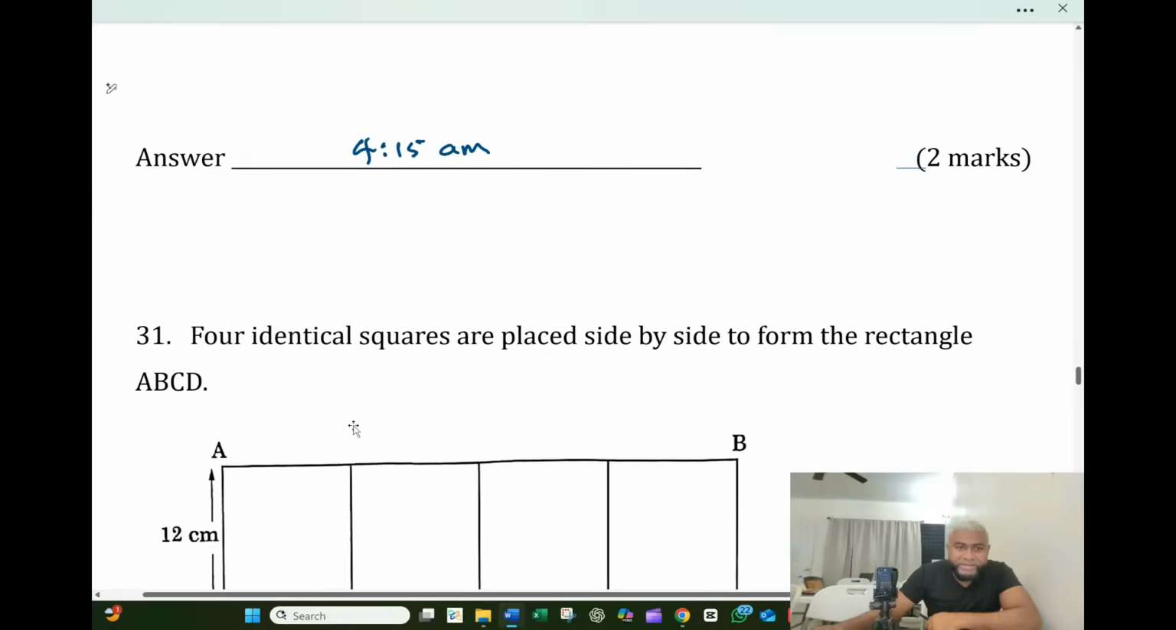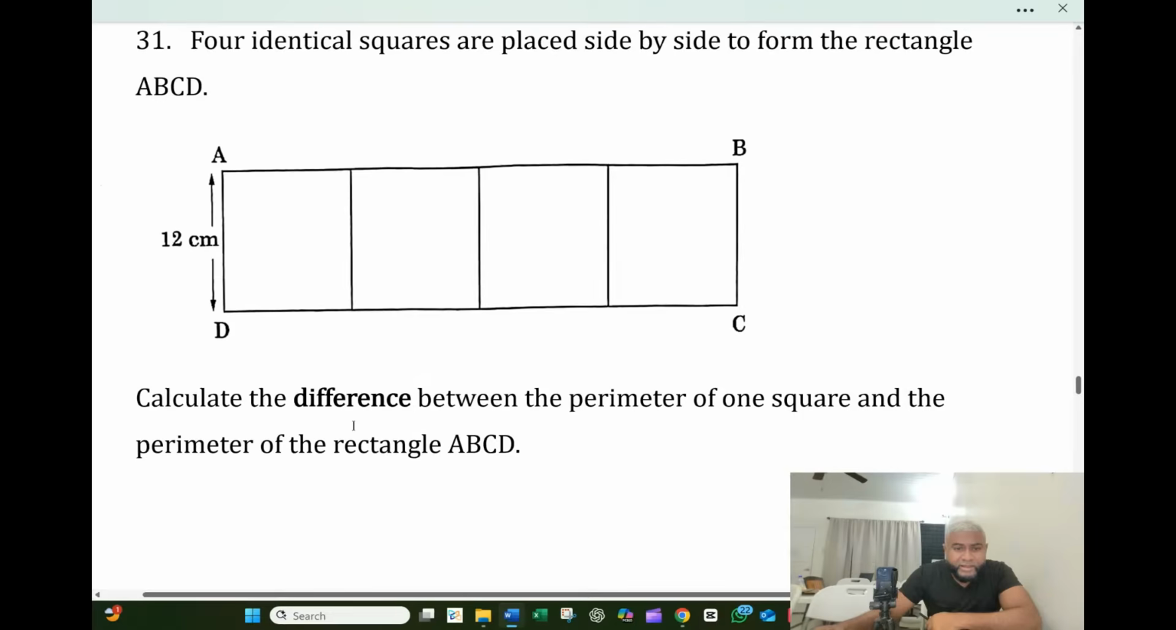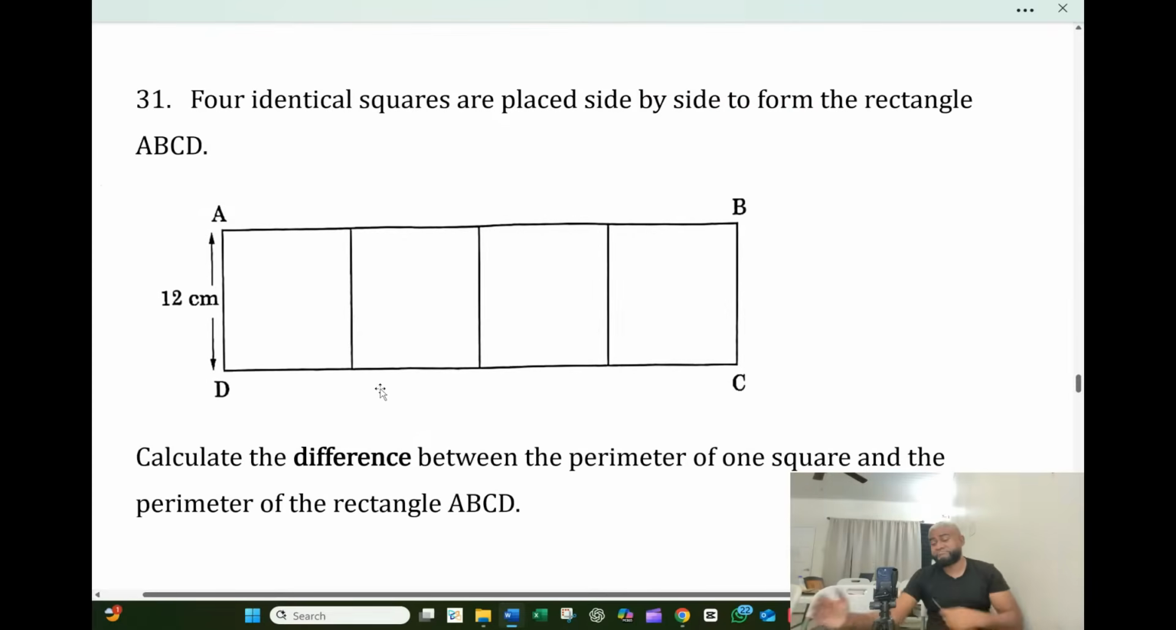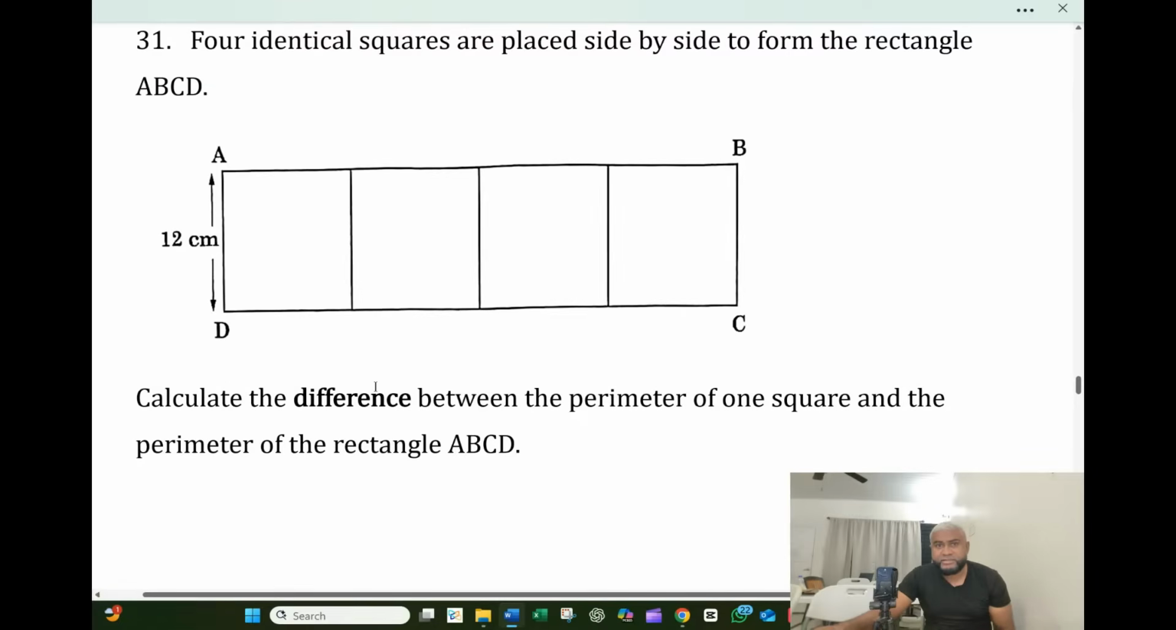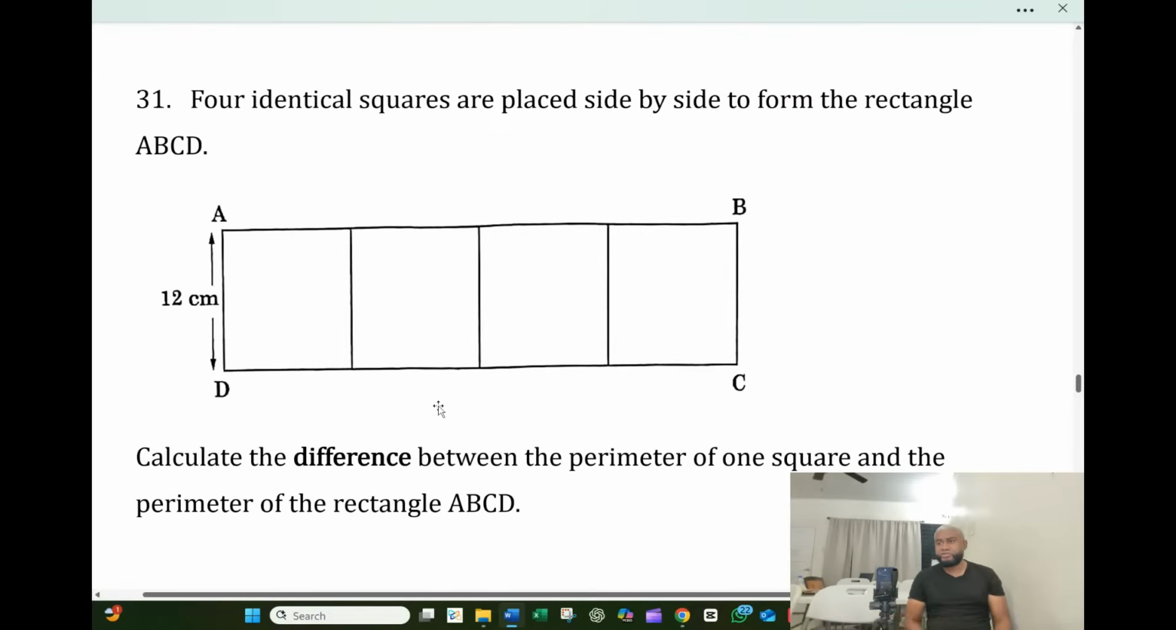Let me go. Yeah, we're wasting no time. It's almost 9 o'clock. I am done, guys. Let's go. How many marks here? 3 marks. 2 minutes.